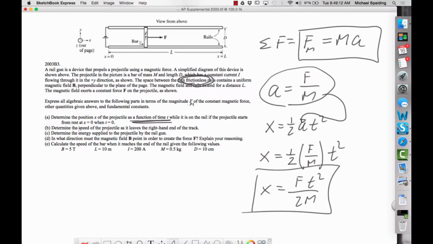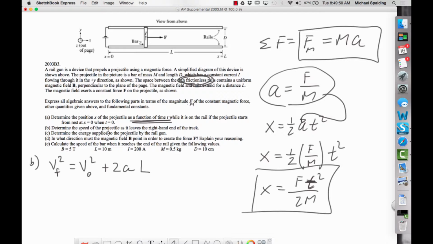Okay, second question. Determine the speed of the projectile as it leaves. How is that a function of time? Because T is in the equation. Oh, my bad. Okay, B. Determine the speed of the projectile as it leaves. So this is going to be another kinematic. I think the best kinematic here for question B is V final squared equals V initial squared plus 2AX. But what's the distance the bar is traveling in the variable in the diagram? Are they using X? They're using L. So say 2AL, like that. Did I make a mistake?